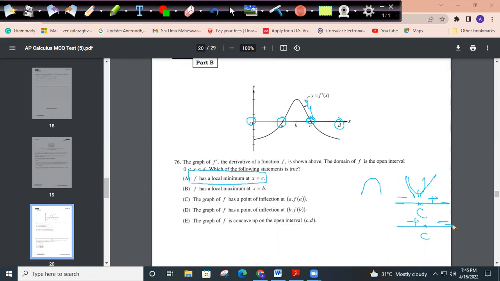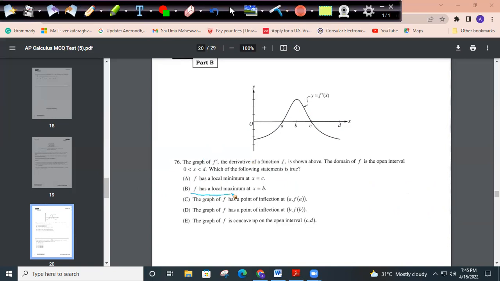So option A would have been correct if they said f has a local maximum at x equal to C, because what is the meaning of local maximum? The slope is positive, then 0, then negative. If something is changing from positive to negative, it will have a local maximum. So C has a local maximum because it is changing from positive through 0 to negative, but not a local minimum. So A is definitely not the correct answer. I hope everyone understood.